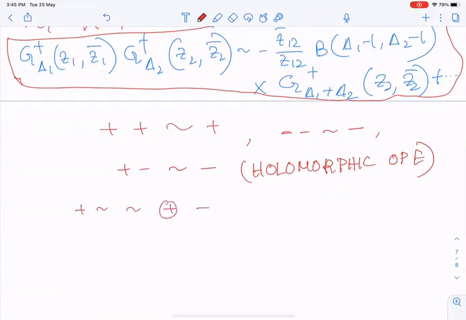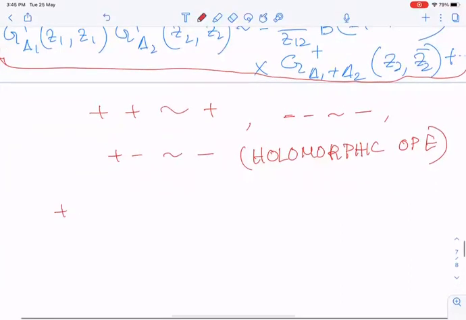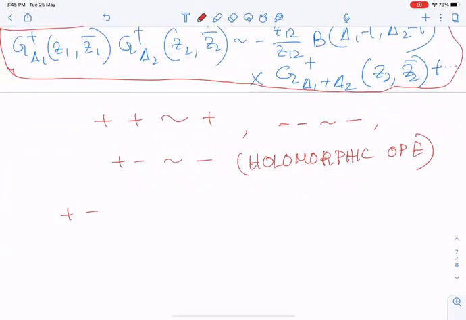Because what happens is that plus minus gives you both plus and minus. But once you take the holomorphic OPE, this term goes away, and you are left with plus minus going to minus. In fact, I'll just state the result. What happens in the case of plus minus?